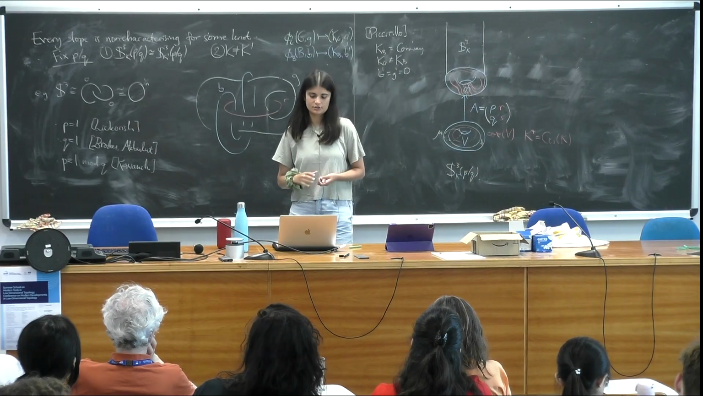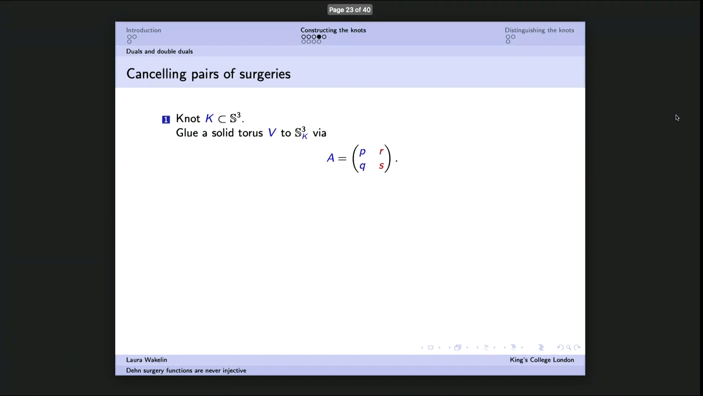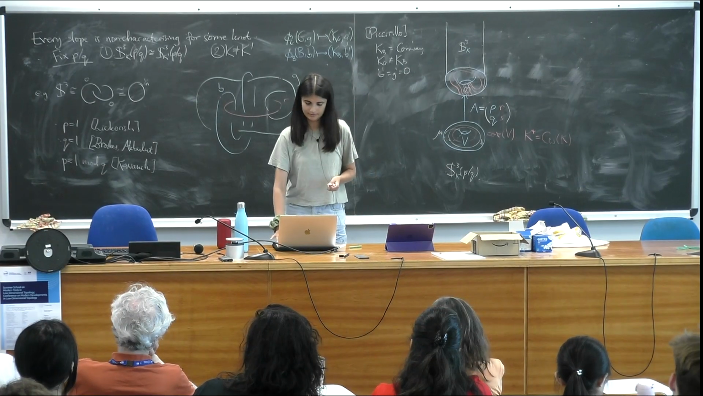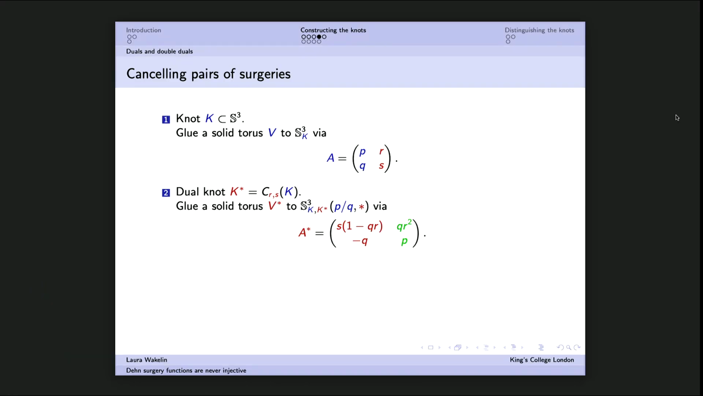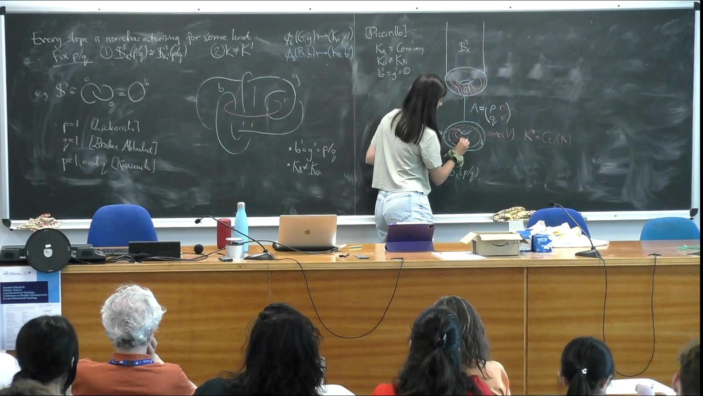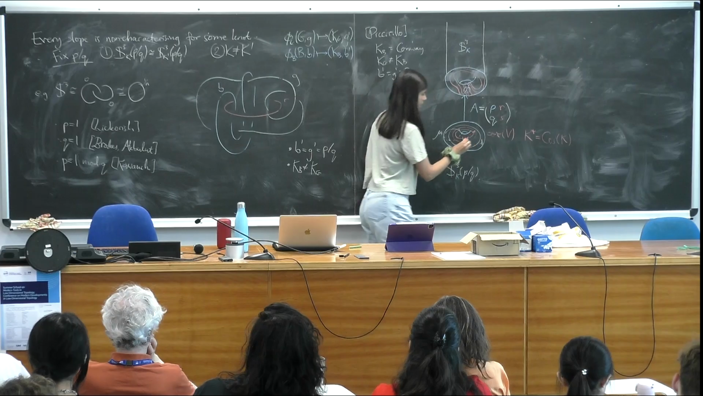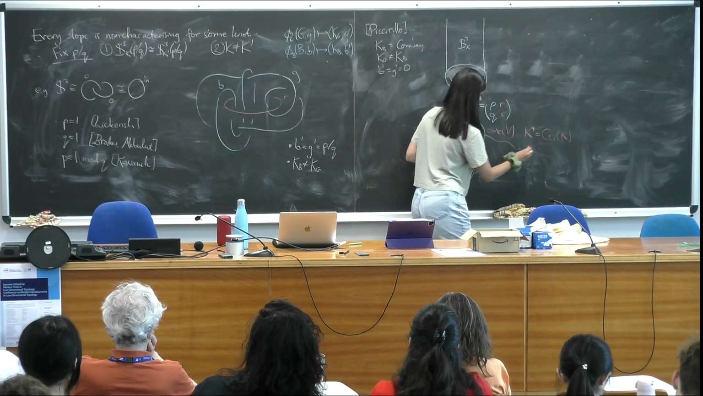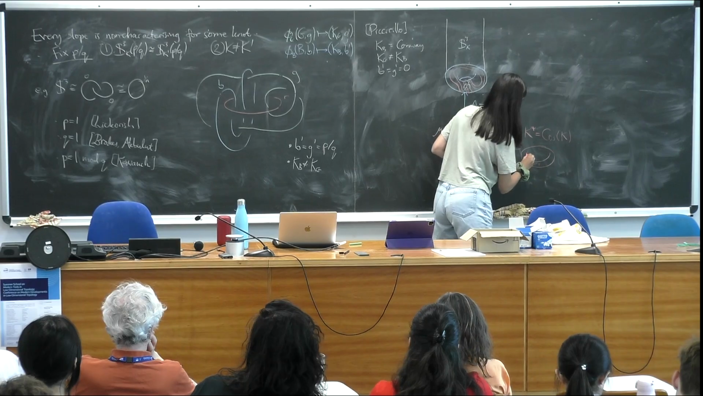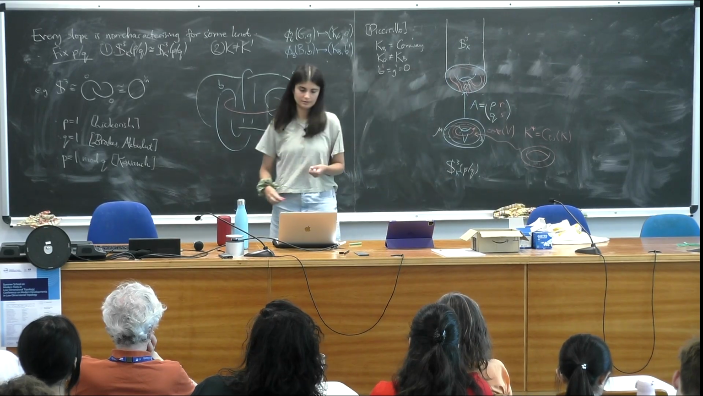Okay, so now we need to do some surgery on the dual knot, which is going to cancel this out. So we've done our first surgery. Now we need to do some surgery on this, which is going to give us back S3. The way that we do that is, if we want to do surgery on this red knot, what that means is we drill out a neighborhood of it. And then we need to do Dehn surgery by gluing in some other solid torus. So this is our second surgery that we're going to do.